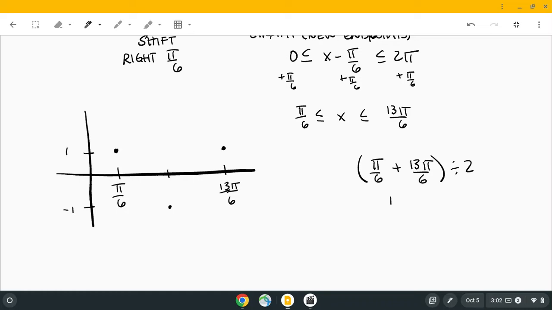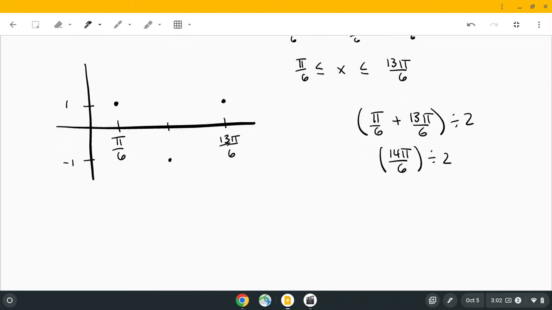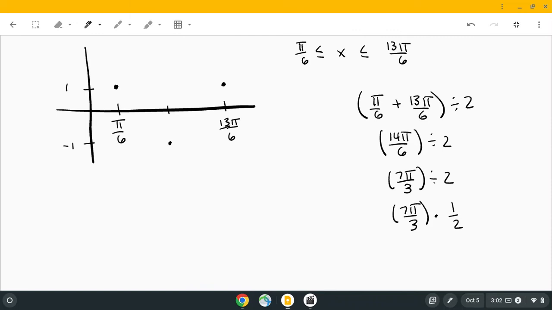Okay, so we get 14 pi over 6 divided by 2. This is like 7 pi over 3 divided by 2. So then we do 7 pi over 3 times 1/2. So that's 7 pi over 6.